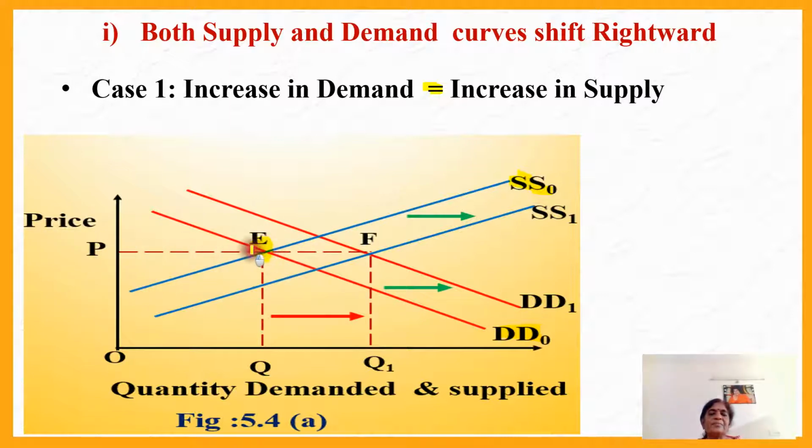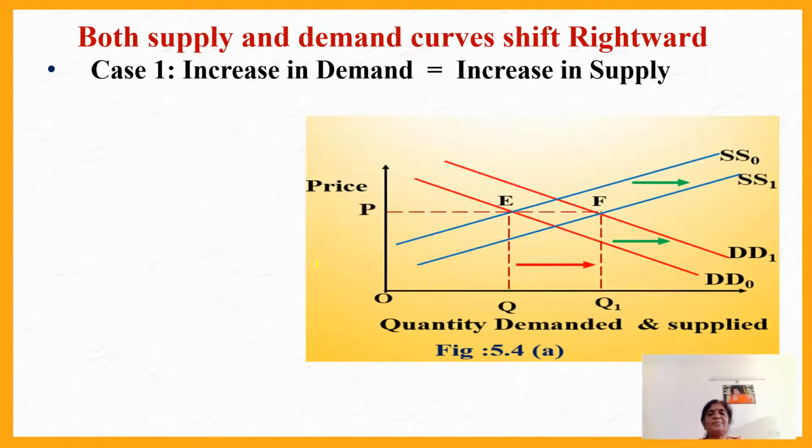Here. Now after shift, you see the rightward shift. Both are shifting rightward. But the magnitude of the shift is the same, that is, equal. Now after shift, you are getting SS1 and DD1. The new after-shift demand is DD1. After-shift supply is SS1. Where do they intersect? They intersect at this point. I will explain this further with the same diagram in the next slide.